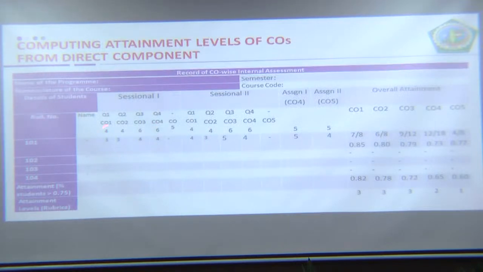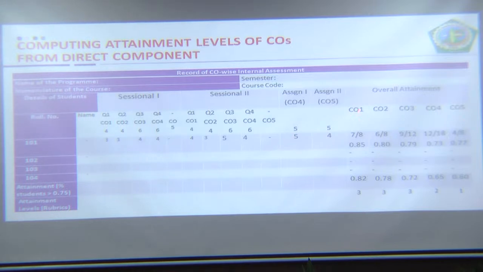Here you can see, question 1 was for CO2, 1, 2, 3, 4, okay, in sessional 1. In sessional 2, CO 1, 2, 3, 4, 5 was not there. Assignment was for CO 4 and 5. Then this is CO-wise. So at the end of the semester, in CO1 the student scored 7 marks out of a total of 8. Total for CO1 was 4 and 4, 8, and the student got 4, 3 plus 4, 7. 7 out of 8 in CO1. 6 out of 8 in CO2. Like that.